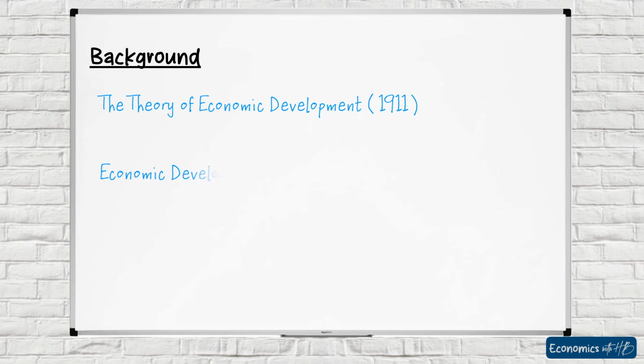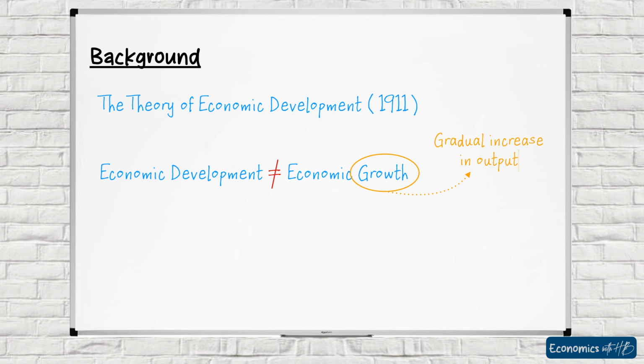Schumpeter first propounded this theory in his famous work, The Theory of Economic Development, which was published in the year 1911. Now many of us think that economic development and economic growth are one and the same thing. But Schumpeter distinguished between the two clearly. He said that growth means gradual increase in the output.